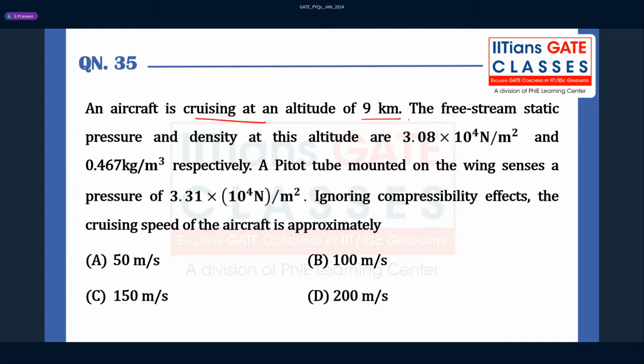Let's underline the key words. It's cruising at an altitude of 9 kilometers. At this altitude, your static pressure is this and your density is this. A pitot tube senses a pressure of 3.31 into 10 power 4. Ignoring compressibility effects, the cruising speed of the aircraft is approximately this. Let's try to do this. Pretty simple.